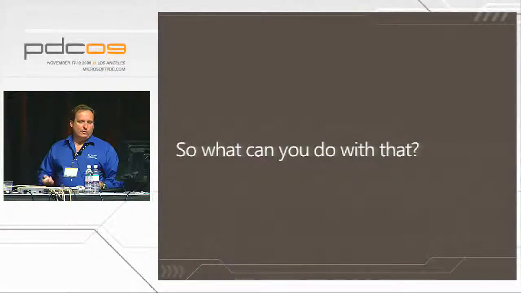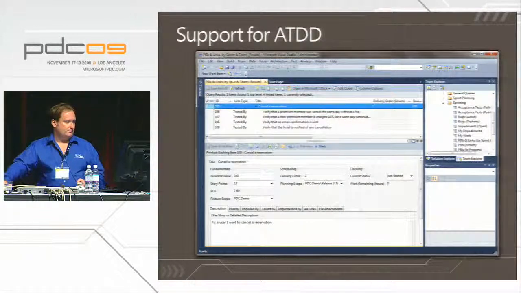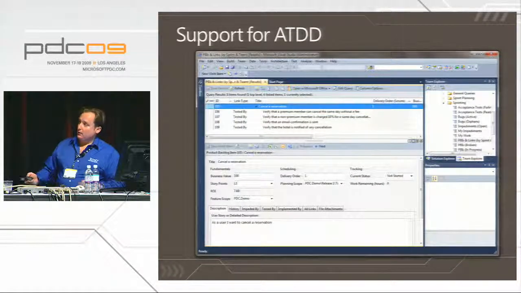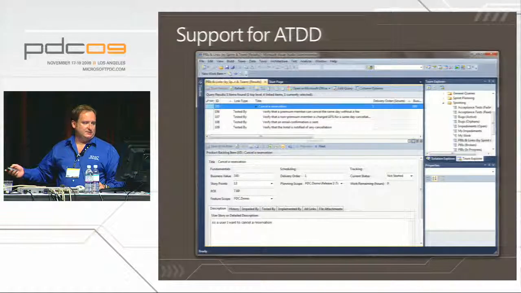So why is that a good thing, apart from making some nice slides? Acceptance test-driven development is a good example. So you can see in Team Explorer here, we've got the product backlog item up the top here, which is, if you can read it, cancel a reservation.